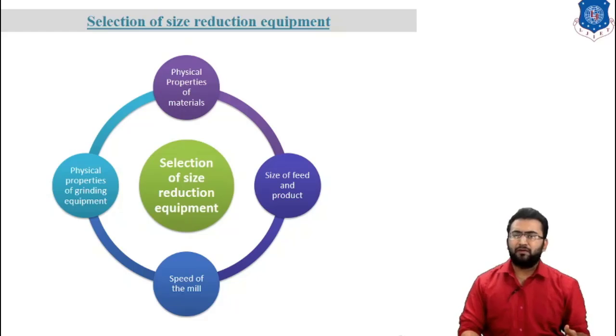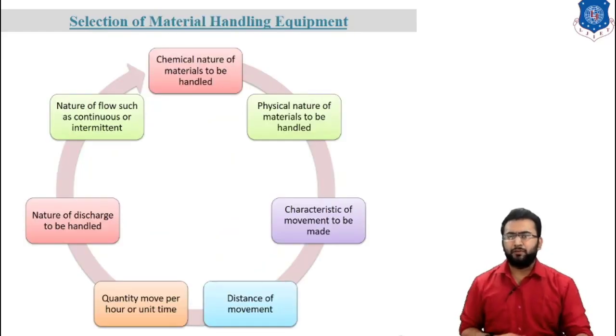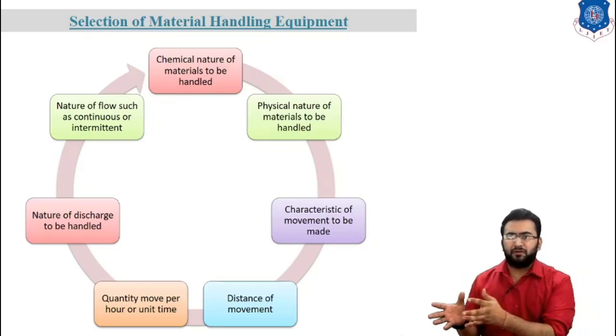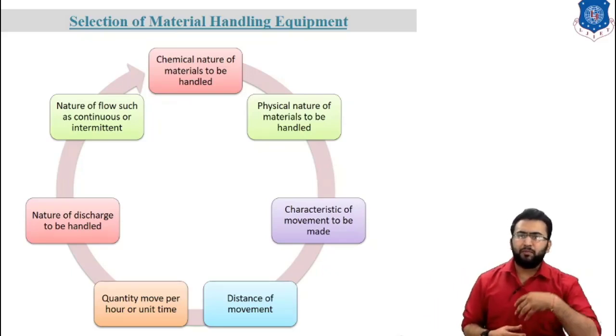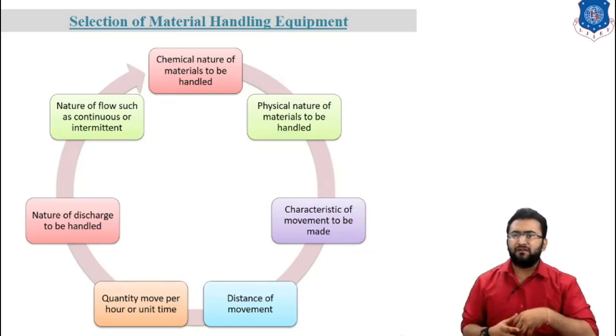So this is all about the size reduction equipment. Now let's talk about material handling equipment. So there are various factors which affect material handling equipment. Material handling equipment may be either manual or mechanical. Mechanical handling equipment gives better coordination of the process. Not only does it eliminate manual work, but it also acts to tie the various process equipment together and frequently converts batch into continuous operation.